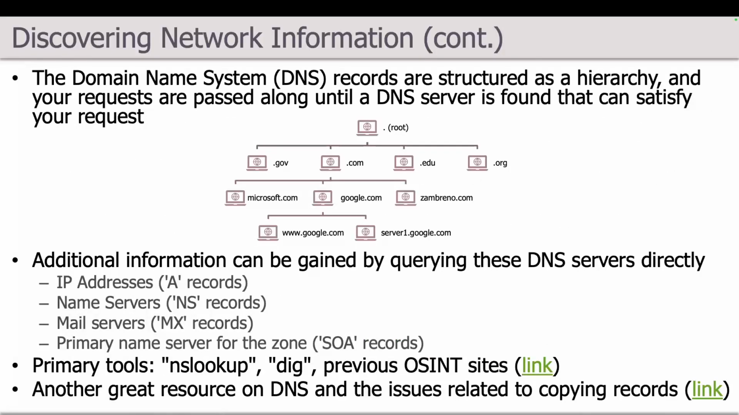The domain name system is organized as a hierarchy, or a tree, with our root domain and then the subdomains within it. So we have our .com, and underneath that we have google.com, and then underneath that we have the various subdomains within google.com. You can grab that additional information by querying those servers directly. We saw one brief example of that with the ANY command. So you get your IP addresses, you get your name servers, and then we saw that you get your mail servers as well.